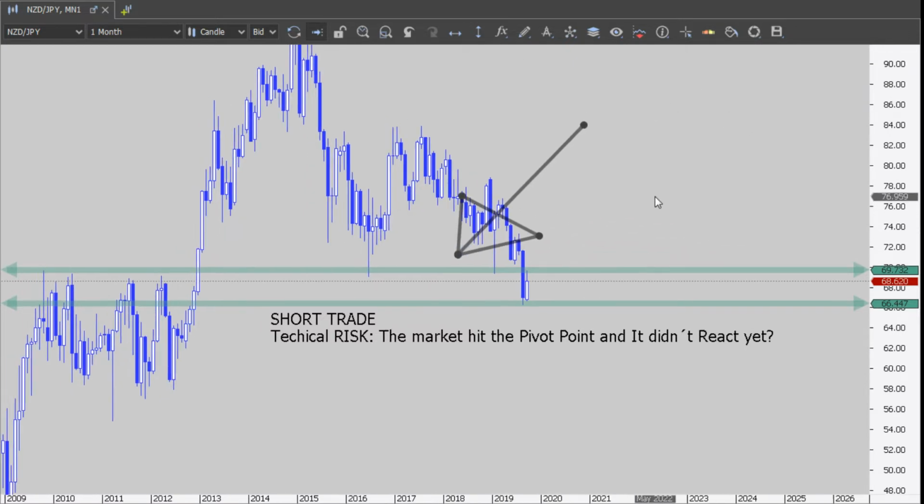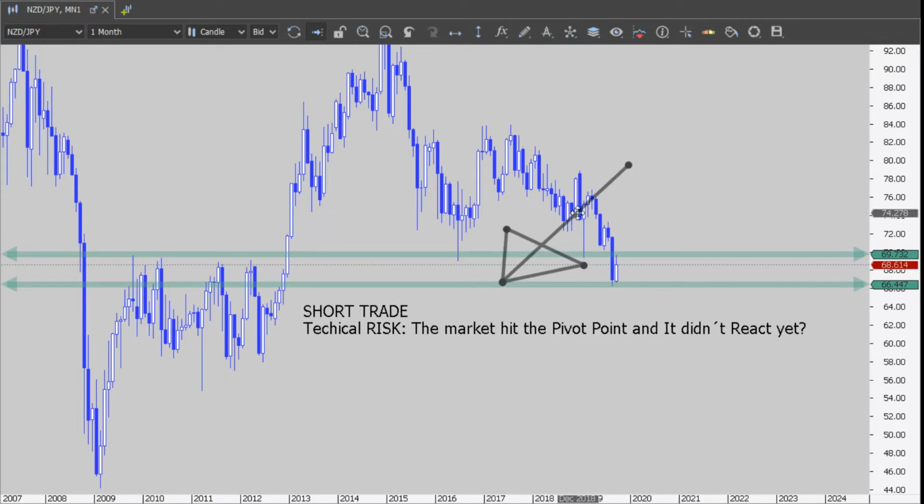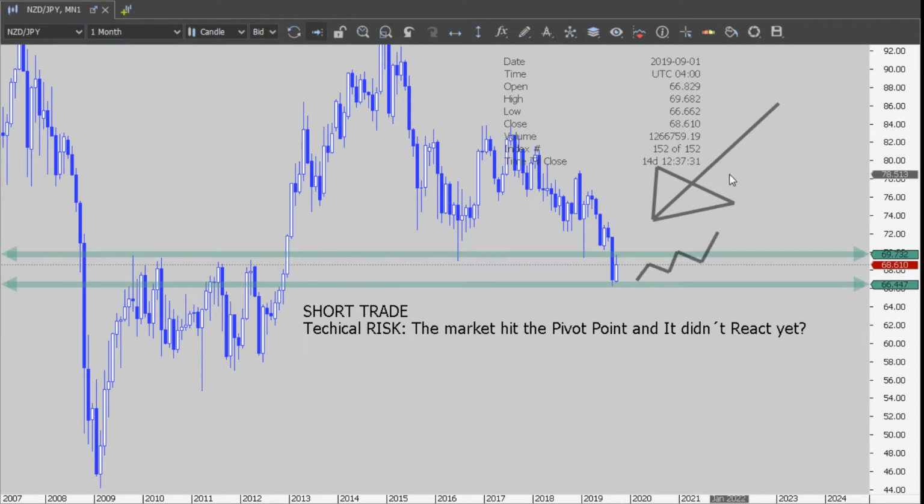And you should check the monthly and the weekly, everyone, before you enter your trade. Oh, but I trade from the 15-minute chart. It doesn't matter. The higher time frame controls the smaller time frame. Max, check your crystal ball, man. Short trade, technical risk. The market hit the pivot point and it didn't react yet. So, I don't know what it's going to do, but for sure the market didn't react yet.